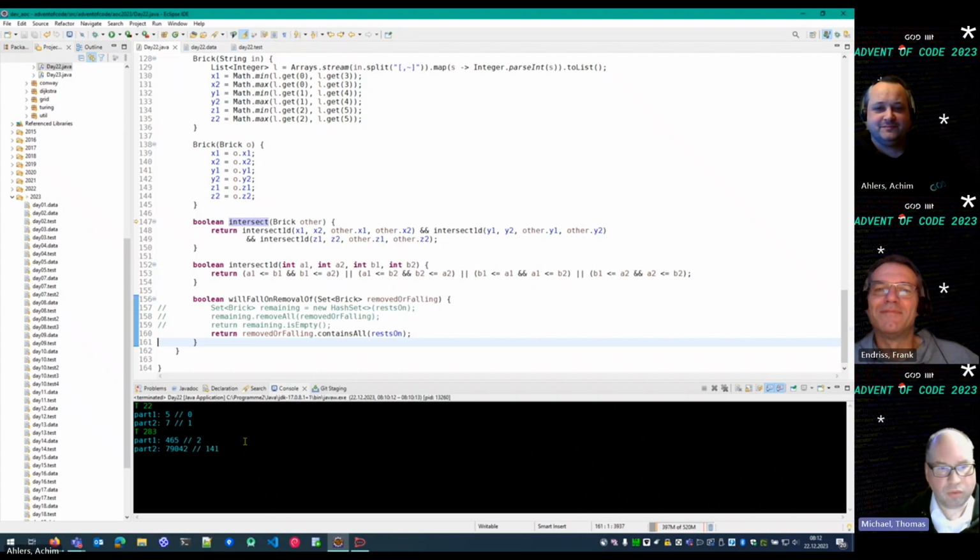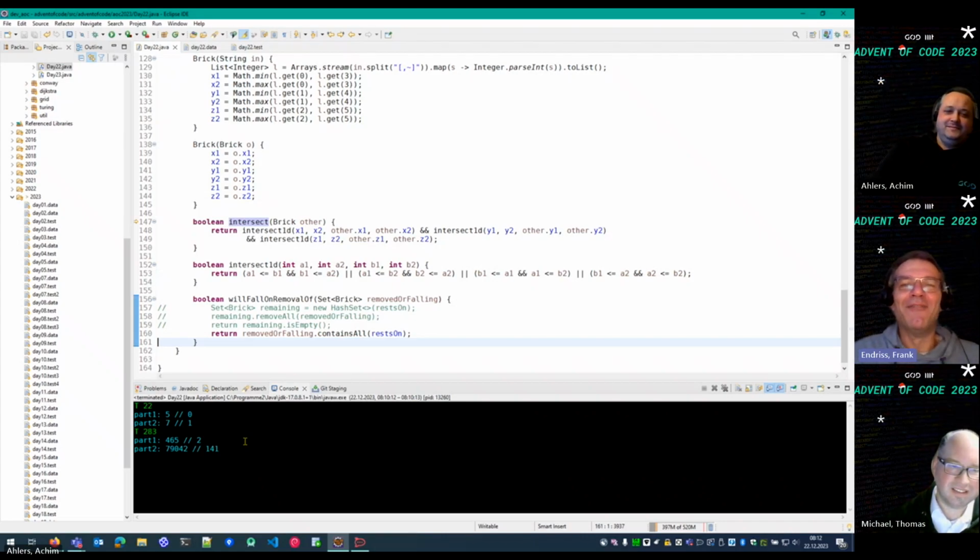Okay, and Frank, for you, the hardest thing? Rust. Actually, I had the same bug as Achim, so the answer was off by the number of bricks. And then I had a bug in my parser, and then I had a bug in my intersect method, and finding all these bugs did take a lot of time. So writing it down was the hardest part.